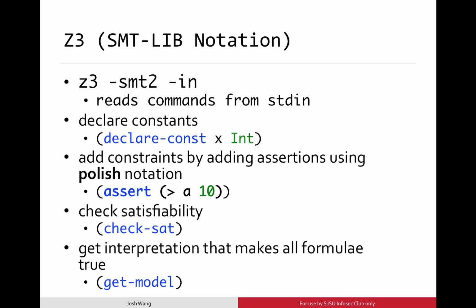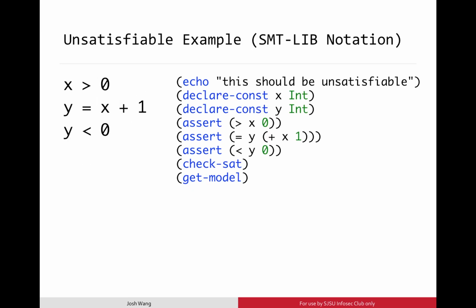Okay, so pretty simple. You add the constraints, and then after you add the constraints, you check the satisfiability using check-sat, and then after that, you get the interpretation that makes all the formulas true using get-model. So, here's an example. This is an example of a formula that's unsatisfiable. So you shouldn't be able to solve this. There shouldn't be any values that exist for x and y that make this formula true.